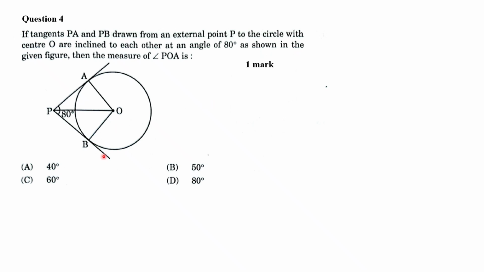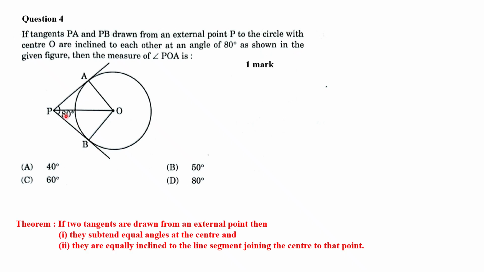The theorem tells that if two tangents are drawn from an external point, then they subtend equal angle at the center. It means this and this, both the angles will be equal, and they are equally inclined to the line segment joining the center to that point. It means this and this will also be equal.